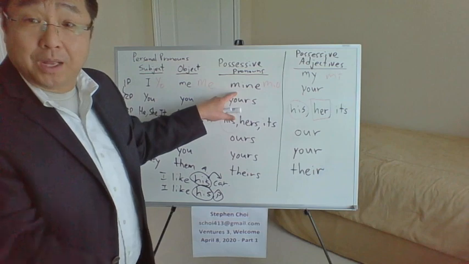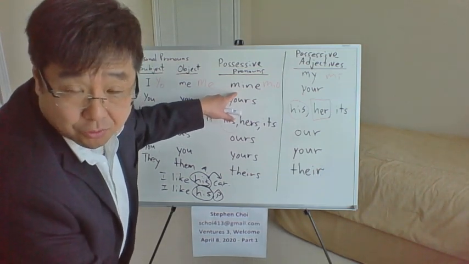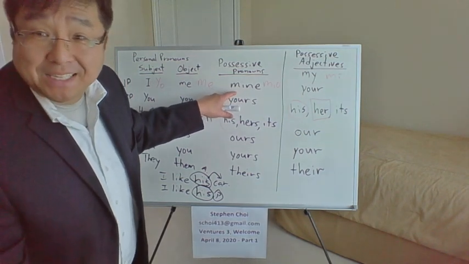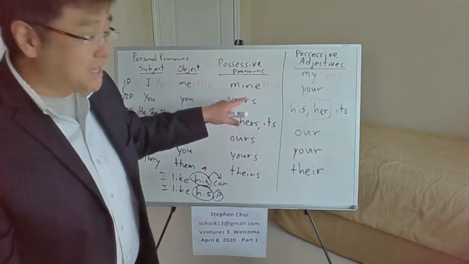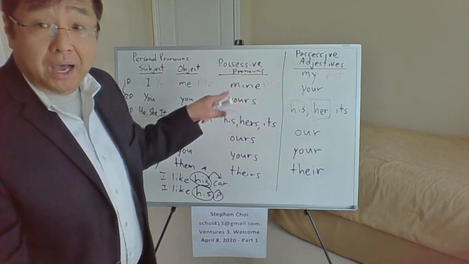And the funny thing is, when little kids grow up in America and are learning English, little kids like two or three years old, they'll say mines. That's mines, mom. Because they think everything should have an S. But just be careful. Mine is just mine without an S.